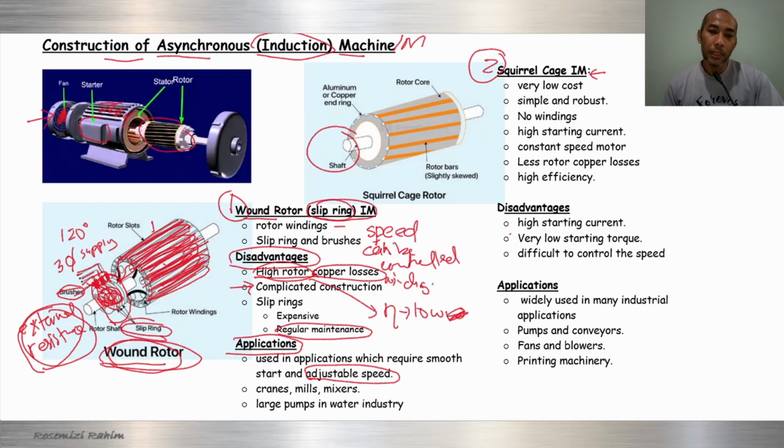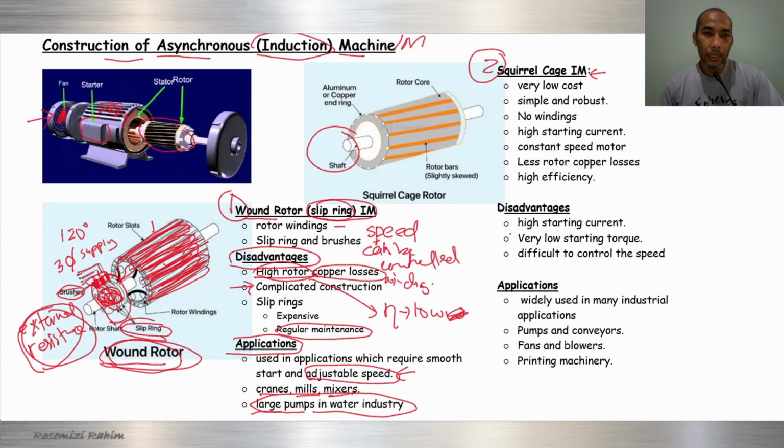So the application is which application that needs adjustable speed. For example, crane, mill, mixer, and they are also used in large pumps in the water industry. Okay, this is the application of wound rotor.